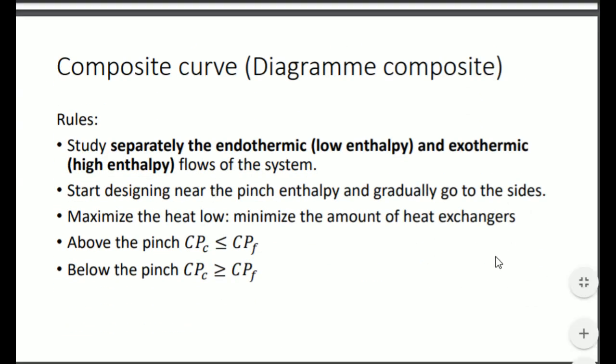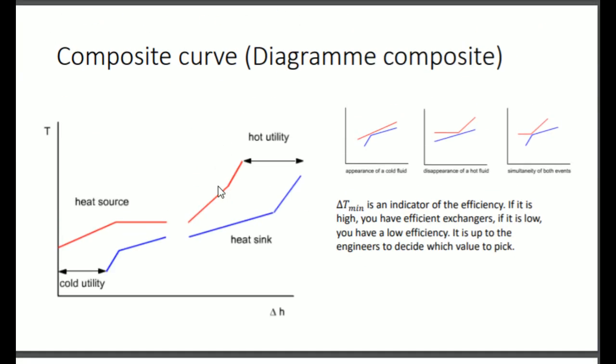Now, the composite curves follow rules. So it separates two zones that are called above the pinch, so when the temperature is above the pinch temperature, and the below pinch, that is below, so the temperature below the pinch temperature. Now, we might notice that certain rules work for the slopes due to thermodynamical impact.